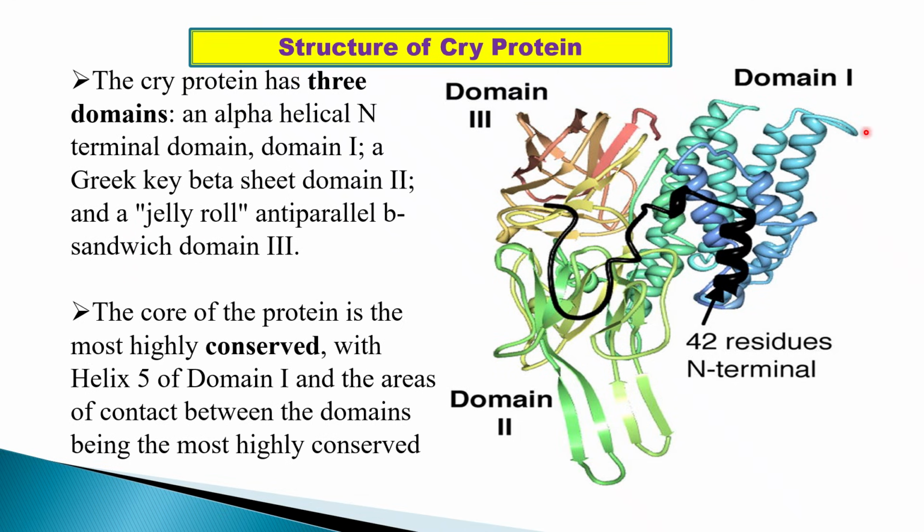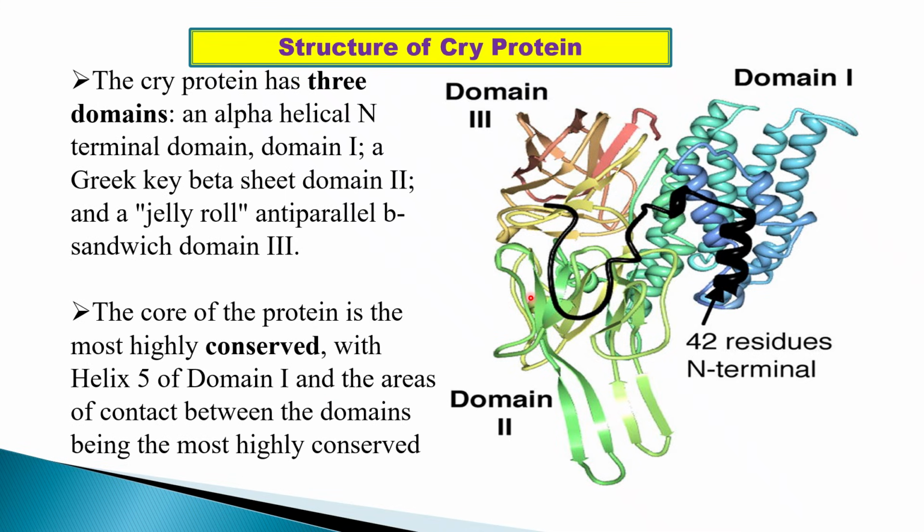You can see here this is the alpha helical, and the second one is the beta sheet. It is also very important for the exams. There are three domains found in the Cry proteins: first the alpha helical, second the beta sheet, and third the antiparallel beta domain.